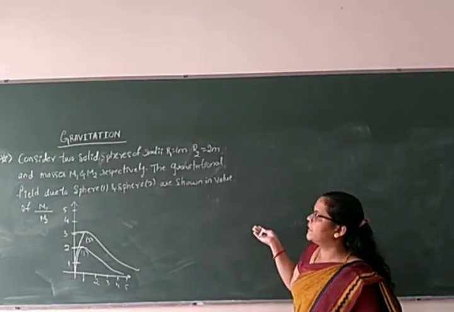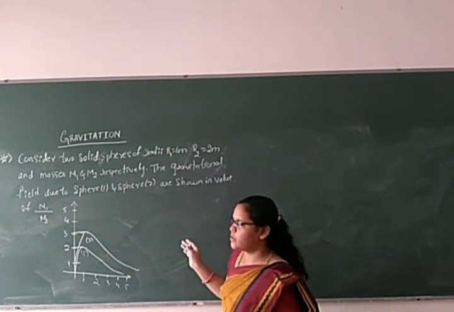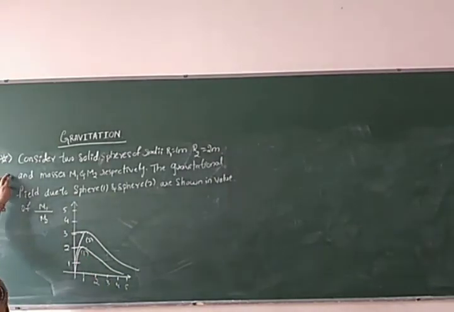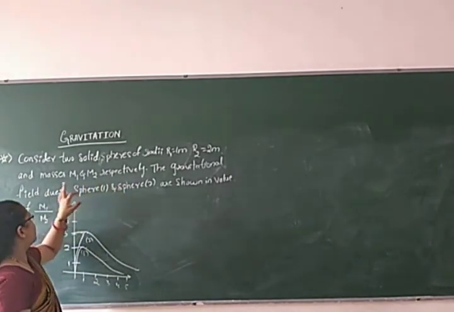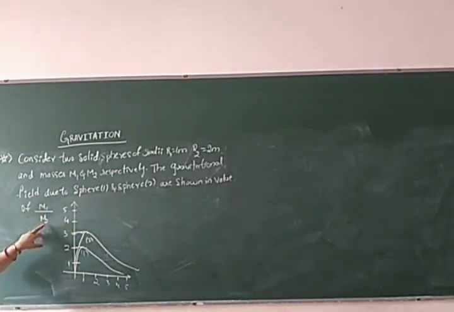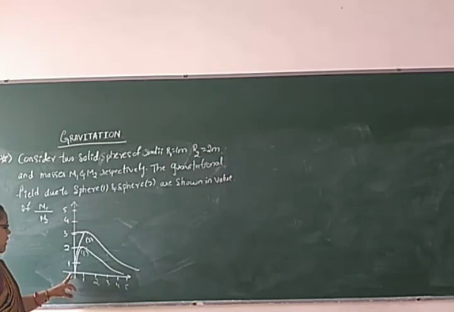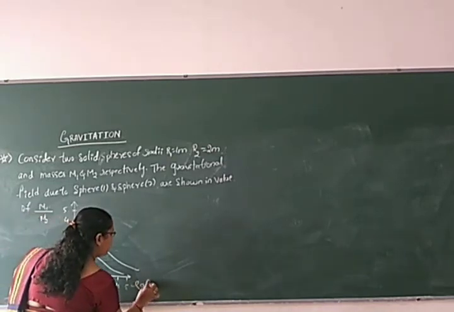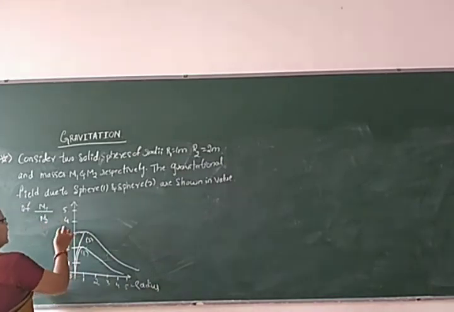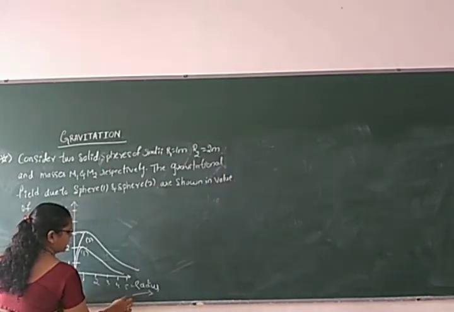The next problem here is based on the ratio of masses of two spheres. Consider two solid spheres of radii R1 equal to 1 meter and R2 equal to 2 meter, and masses M1 and M2 respectively. The gravitational fields due to sphere 1 and sphere 2 are shown in the diagram. Find the value of M1 by M2. See, the graph shows the gravitational field against the radius, with the gravitational field on the y-axis and the radius on the x-axis, right?